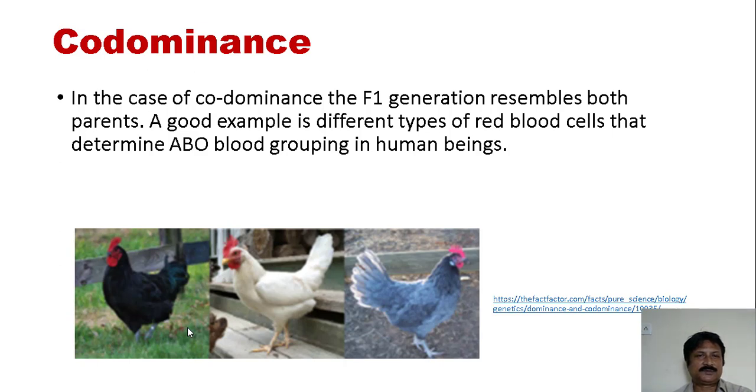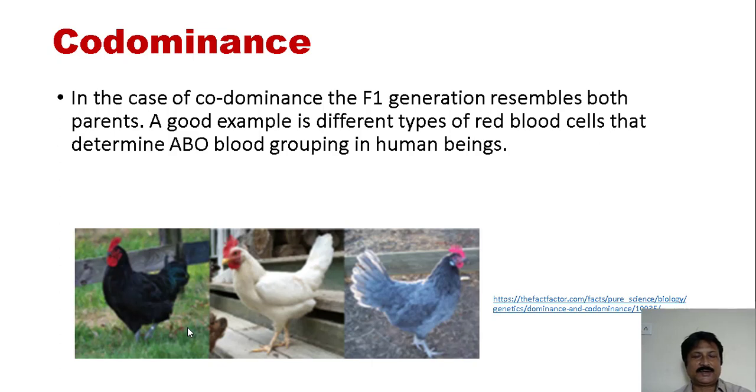Now, what happens in codominance? In codominance, the F1 generation resembles both the parents. That means both the alleles are expressing in the F1. That is why the F1 can resemble both the parents. One very good example is the ABO blood grouping in human beings. In ABO blood grouping, only the AB blood group shows codominance. Why? Because in such AB blood group people, they have antigens, both A antigen and B antigen.